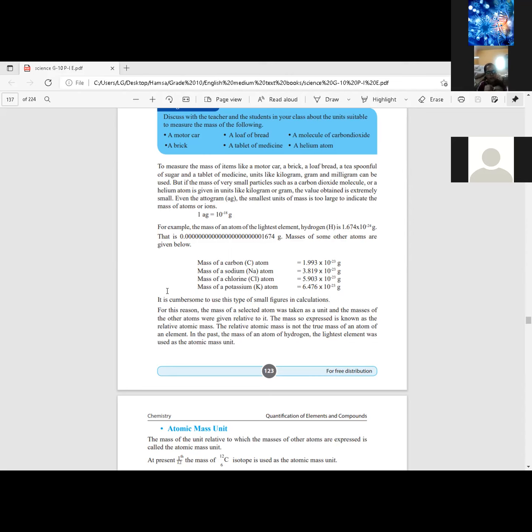In further explanation, you will understand this more clearly. The relative atomic mass is not the true mass of an atom of an element. We are relating and representing the mass of other atoms by comparing to this one. So it's not going to be the actual value, not the exact mass.